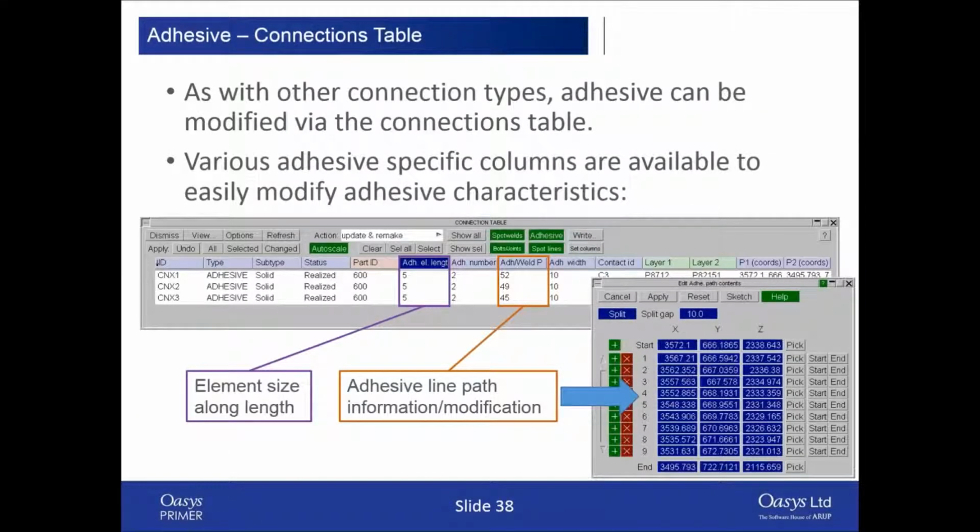Now, in the same way that you can modify information through the connections table for bolts and spot welds, you can do that for adhesive, and I just showed you how I did that. One other thing you can do in the connections table when modifying adhesive paths is you can change the path itself.